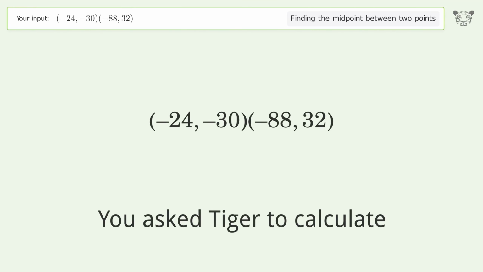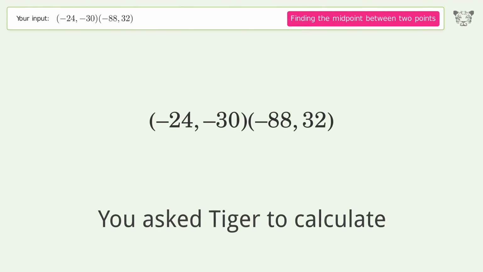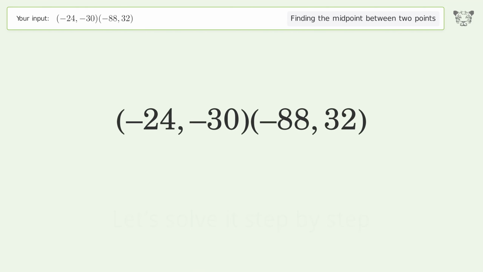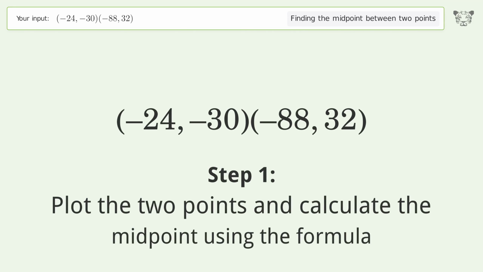You ask Tiger to calculate. This deals with finding the midpoint between 2 points. The midpoint between the 2 points is -56,1. Let's solve it step by step. Plot the 2 points and calculate the midpoint using the formula.